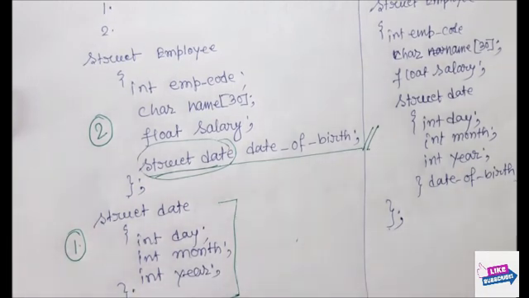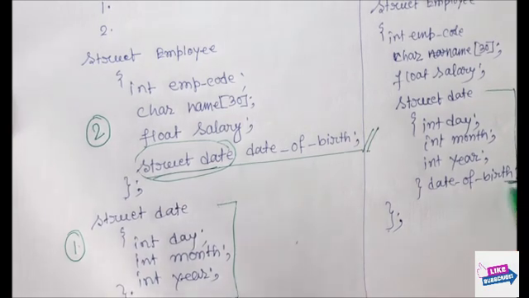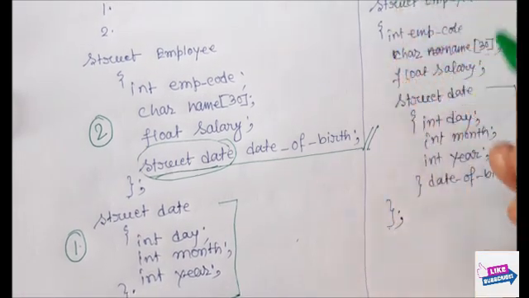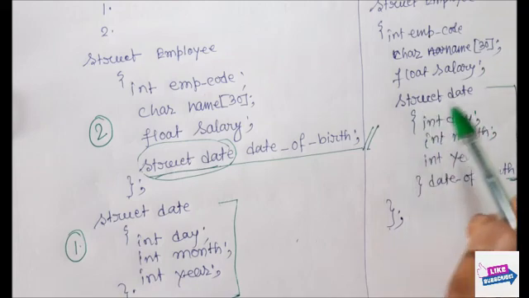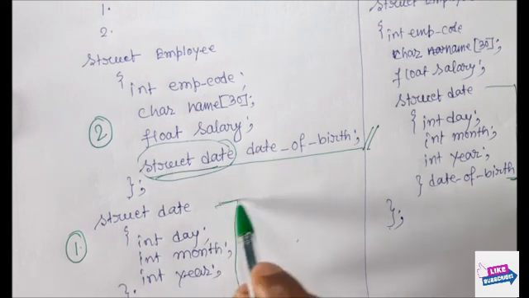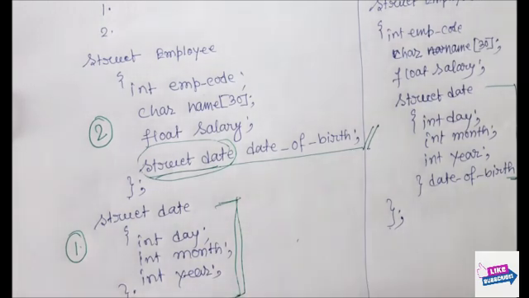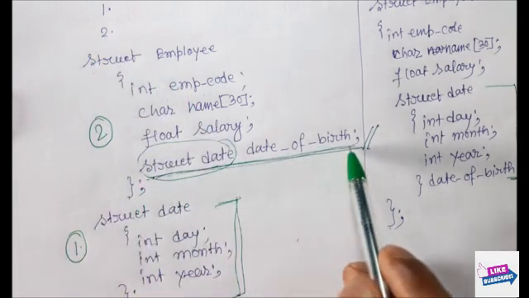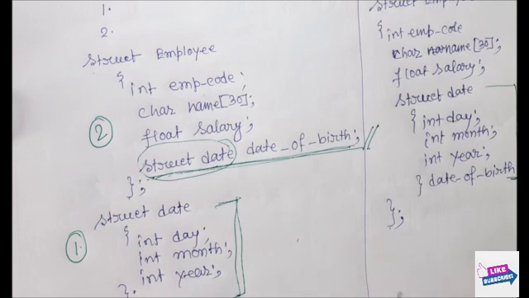So if I declare a structure within a structure, that is called embedded structure. There are two approaches to declare embedded structure. The first procedure is to declare it completely within a structure. Another procedure is a separate structure declaration. The embedded structure has to be declared first. After that we can declare the main structure where we want to embed the structure field. So this is called embedded structure declaration.